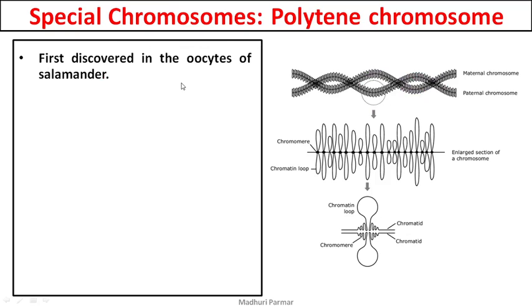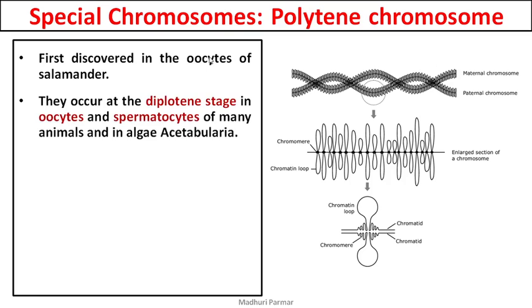The second kind of chromosome, which I had forgotten to mention the name of, is actually called lampbrush chromosome. This is not polytene chromosome, this is lampbrush chromosome, pardon my mistake. So it was first discovered in oocytes of salamander. Salamander is sort of like a lizard, but it is of group amphibian. So in salamanders it was first discovered in the oocytes, which means the egg cells.